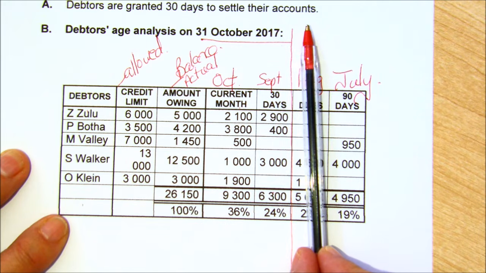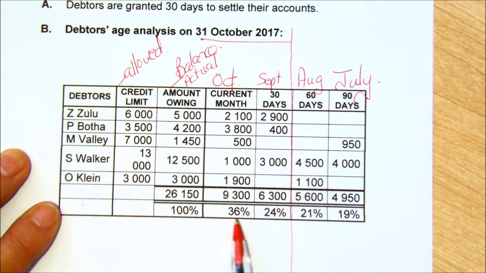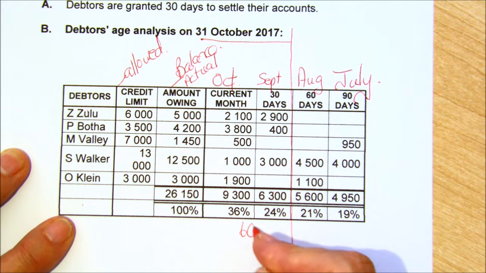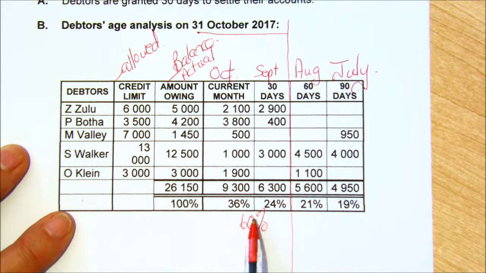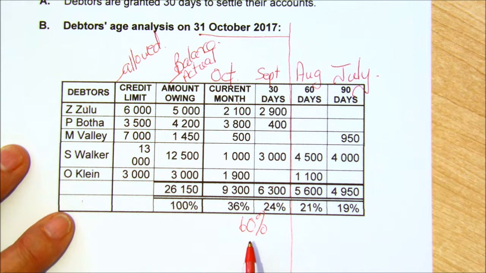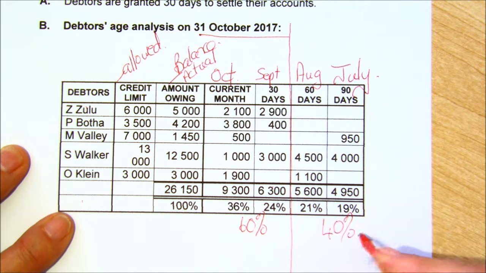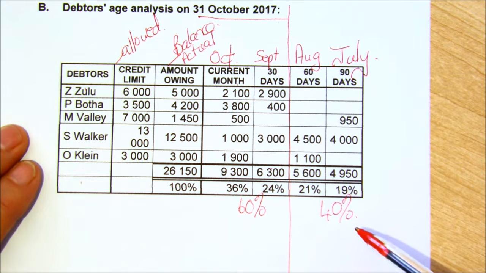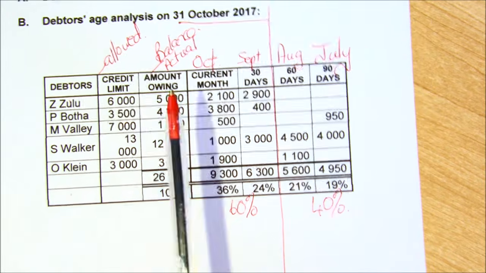People are meeting their terms. So these two columns here, the 36% and the 24%, in other words, 60% of the amount outstanding on our debtors is within the credit terms. The problem is these 40% over here. These 40% of people that are over the 30 days. So now let's take a look at each one of these debtors.